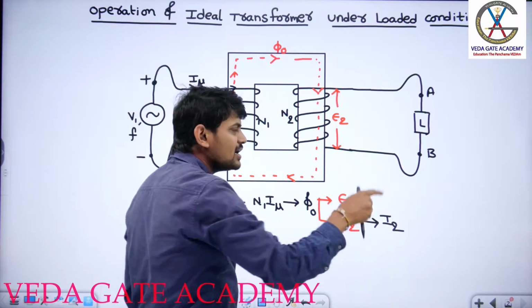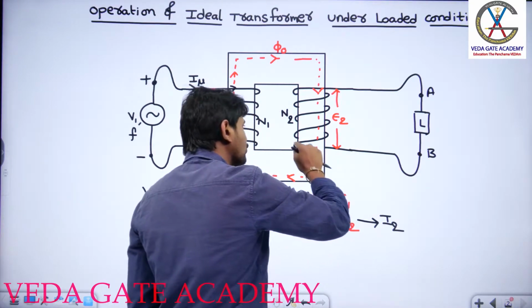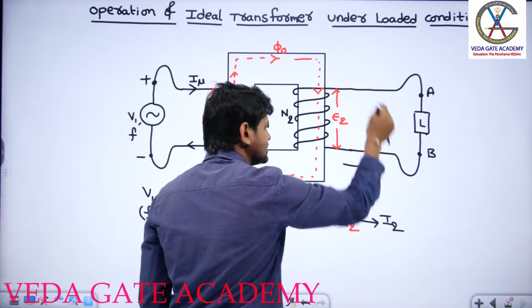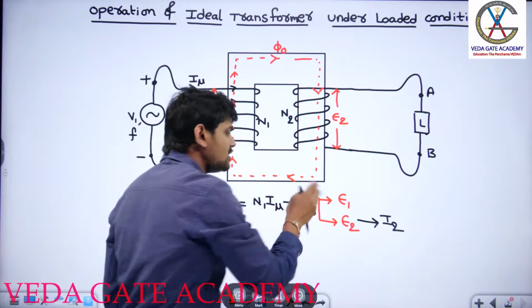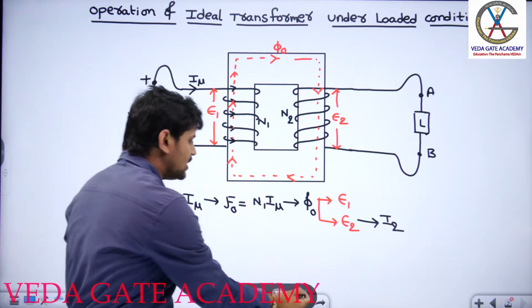Again, for the current there should be a closure path. So the current will flow through these N2 turns as well, and it will complete the closure path in this fashion. It may be flowing in this direction or in that direction. That we need to calculate.